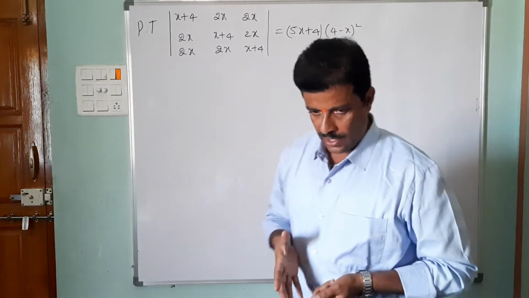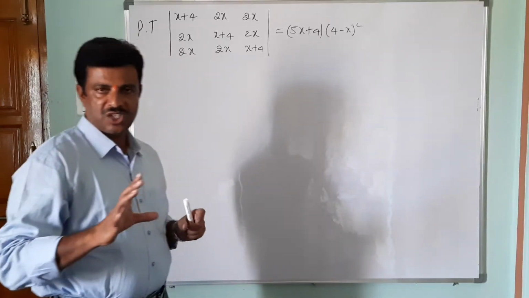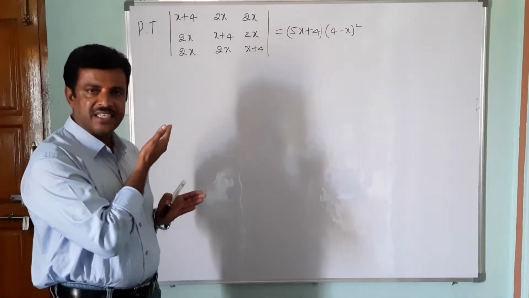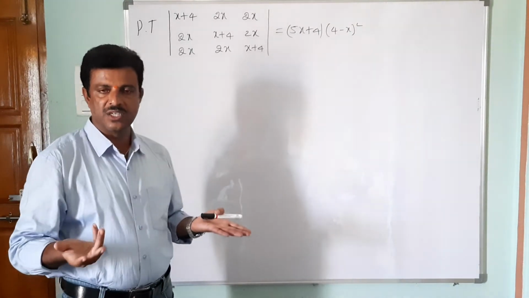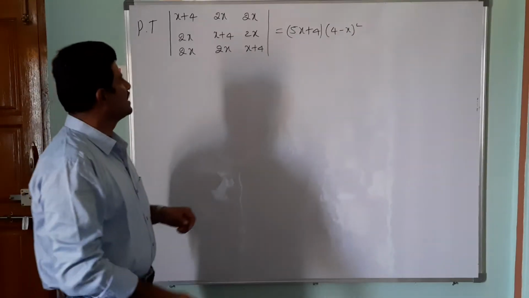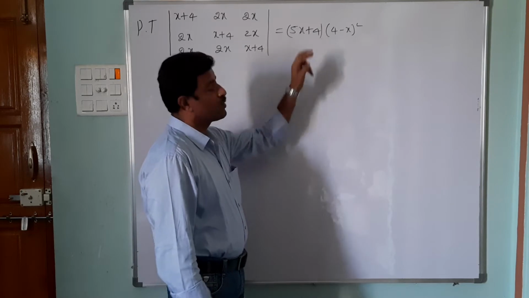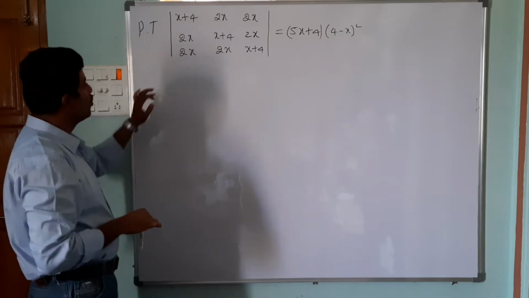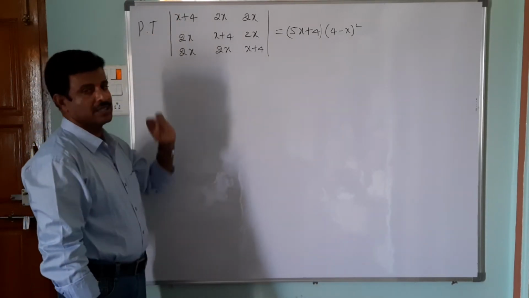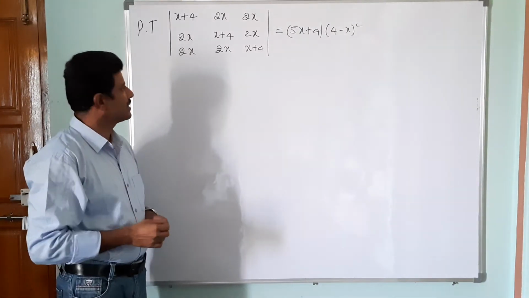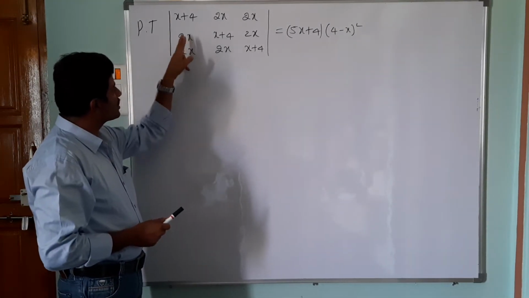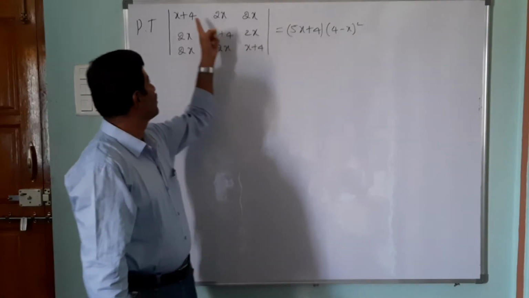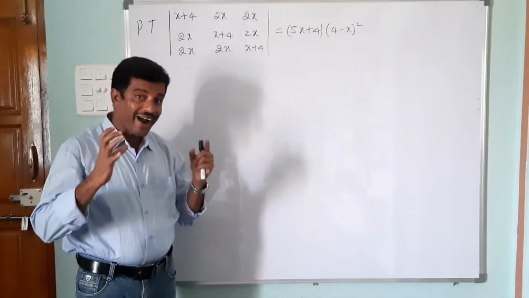Here also, we already know from previous problems: first you should see the RHS. Then you take some operation on the LHS, R1, R2, R3 or C1, C2, C3. In this case, the RHS has the factor 5x+4. That's why the operation is R1' = R1 + R2 + R3, which gives x + 2x + 2x = 5x, plus 4, that is 5x+4.